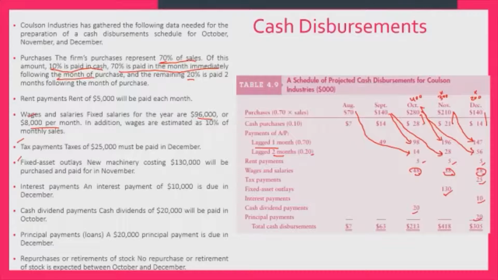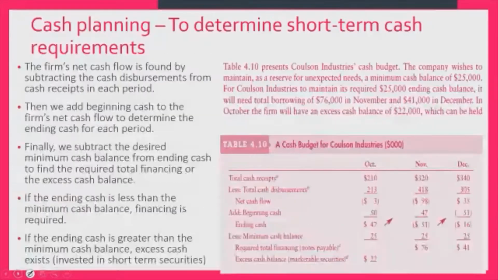Repurchase or retirement of stock. No repurchase retirement of stock is expected between October or December. Now this is not cash related, so it doesn't affect our disbursement total, right? It doesn't affect our cash planning. So we can see we got now our cash disbursement for October, November, December, right, by totaling it. Now let's see how our cash budget would look like. So for the firm to determine its cash requirements, this is what it needs to do.